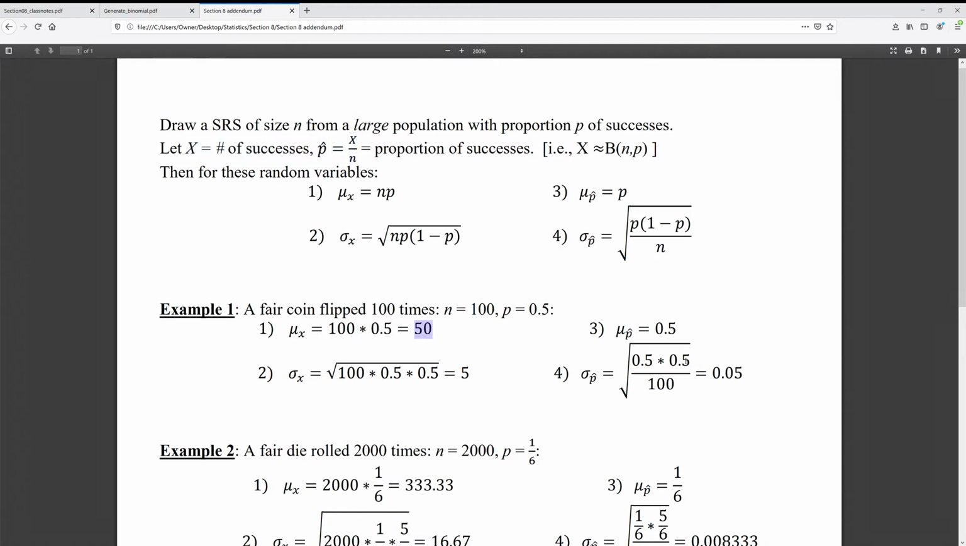50, divide by 100, which is n, you get the 0.5. 5, divide by 100, which is n, you get the 0.05. Or the other way, right to left, multiply by n. P hat turns into x by multiplying by 100. 0.5 turns into 50 by multiplying by 100. 0.05 turns into 5 by multiplying by 100. However you slice it, these numbers are n times smaller than their counterparts over here. Divide by n, you go from this number on the left to the number on the right. Multiply by n, you go from the number on the right to the number on the left.